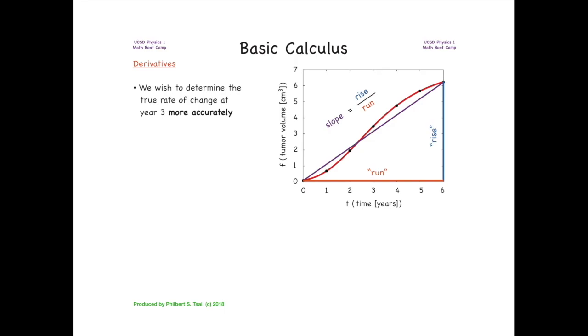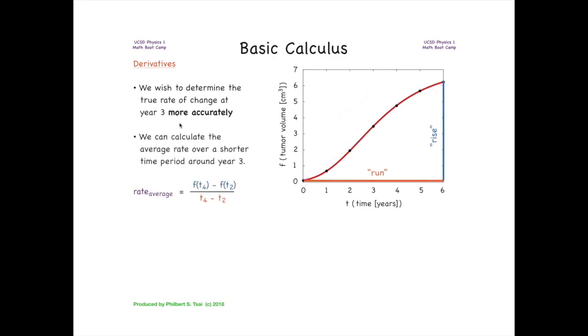So if we wish to determine the true rate of change at year 3 more accurately, what we're going to need to do is calculate the average rate over a shorter period of time. Rather than looking from year 0 all the way to year 6, we'll take a shorter interval of time around year 3. For instance, we can look just between years 2 and 4 and evaluate the tumor volume at year 4 and year 2. And again, using rise over run to calculate the slope, we can get the average slope or the average rate of change of the tumor volume between years 2 and 4.